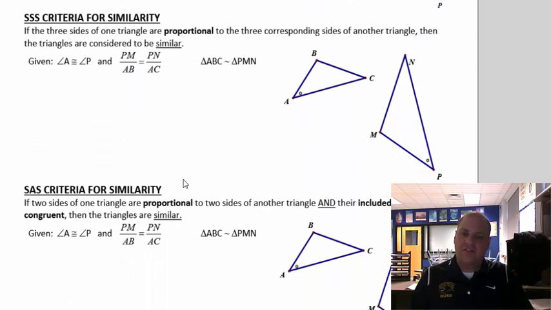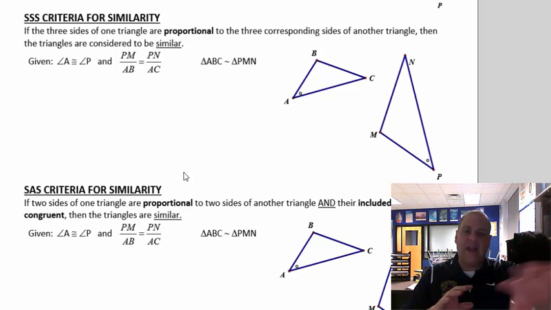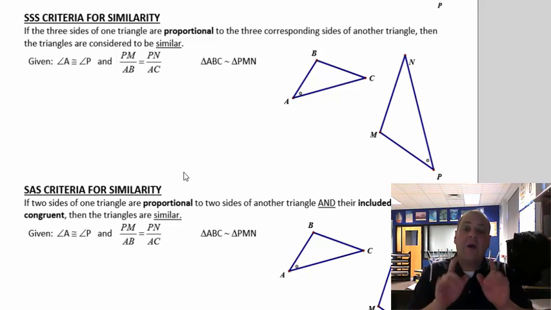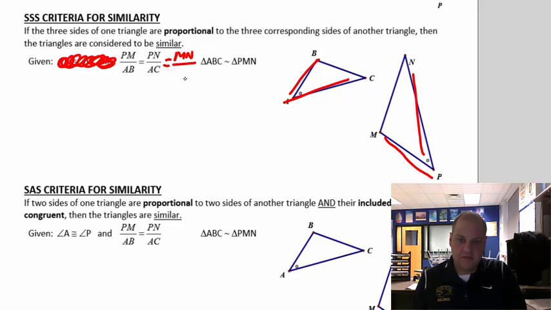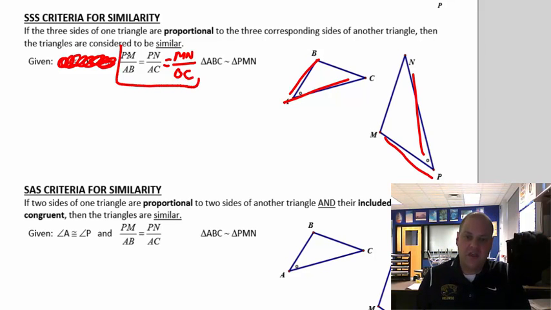Another way to do similar triangles is to have nothing to do with the angles. Say I don't know any angles at all. I don't know 30, I don't know 50, I don't know 100. I don't know any of these angles, A, B, C, M, N, P. However, I do know that, and this is wrong here. This is a typo. You got to fix this. This should say PM over AB equals PN over AC equals MN over BC. That's a typo there, guys. This is what it should say for the given here.